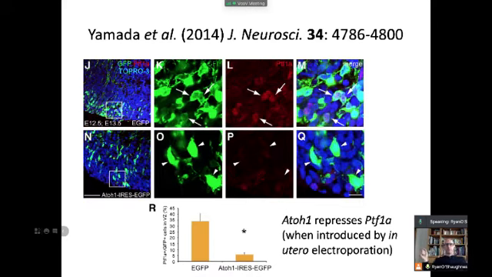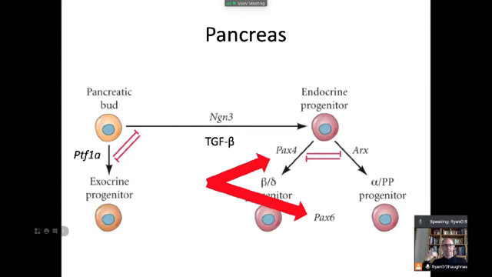Likewise, if we introduce by electroporation the ATOH1 gene, we get this reciprocal relationship where PTF1A is repressed. So we have this binary decision making between high levels of ATOH1 expression and high levels of PTF1A expression. And this is the same as what we see in the pancreas.